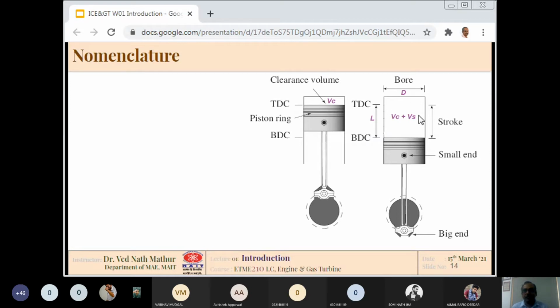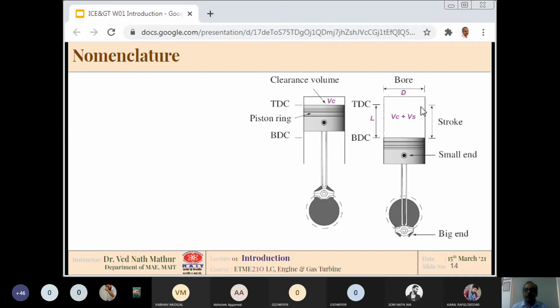Now this entire volume is written as VC plus VS. VC is the clearance volume. So when the piston is at top dead center, the volume of the cylinder is the clearance volume, VC. And when we add the stroke volume, that means the stroke length multiplied by pi by 4 into diameter square, VS stands for the swept volume. So when the piston is at the bottom dead center position, the volume in the combustion chamber is the summation of clearance volume and the swept volume.